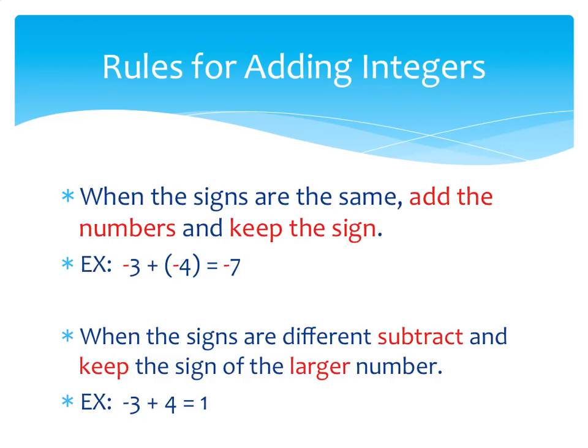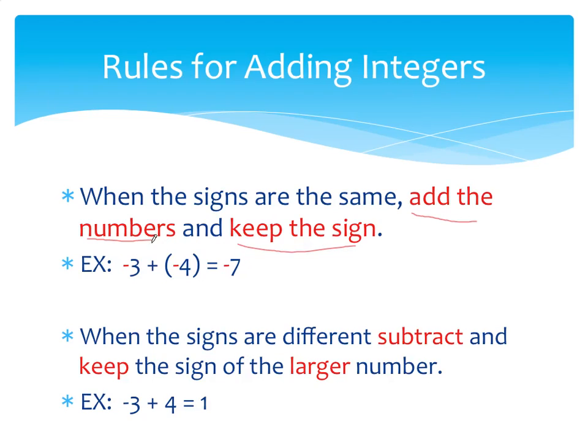And the first rule is when the signs are the same. So when both numbers that you're adding are either both negative or both positive, you add the numbers and you keep the sign. That's very important, so I'm going to say that one more time. When the signs are the same, either the numbers that you're adding are both negative signs or they're both positive signs, you add the numbers and you keep the same sign. So adding the numbers and keeping the same sign is very important to memorize.